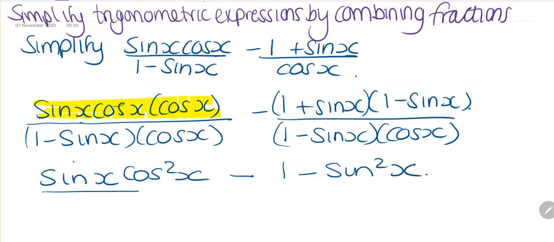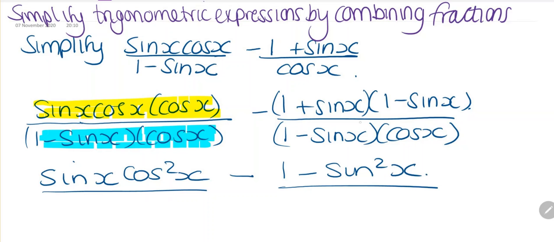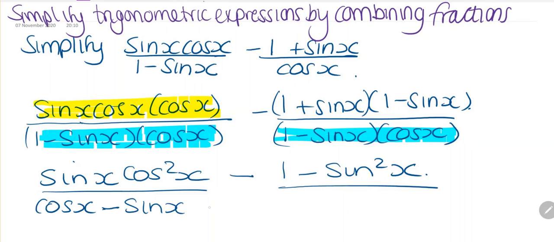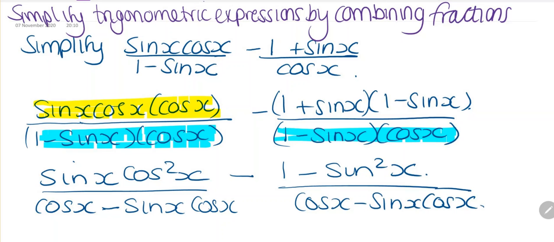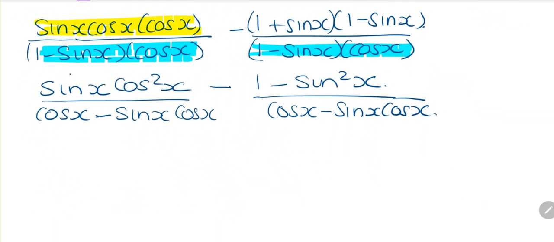And then if we multiply out our denominators, which are the same, we're going to have 1 multiplied by cosine x is cosine x. And then we'll have minus sine x cosine x. And that'll be the same over here as well. Okay, so what can we do now?